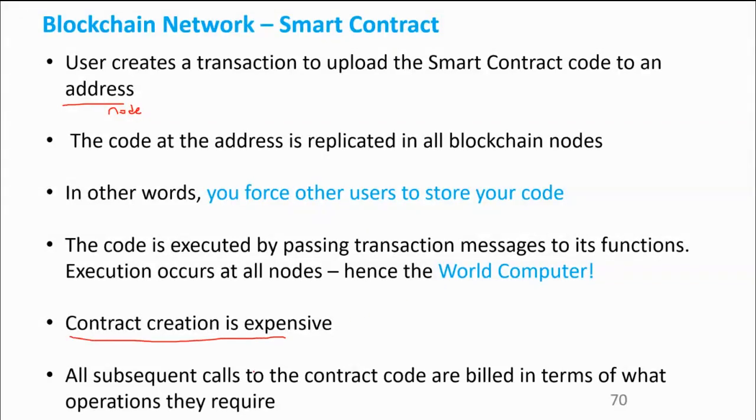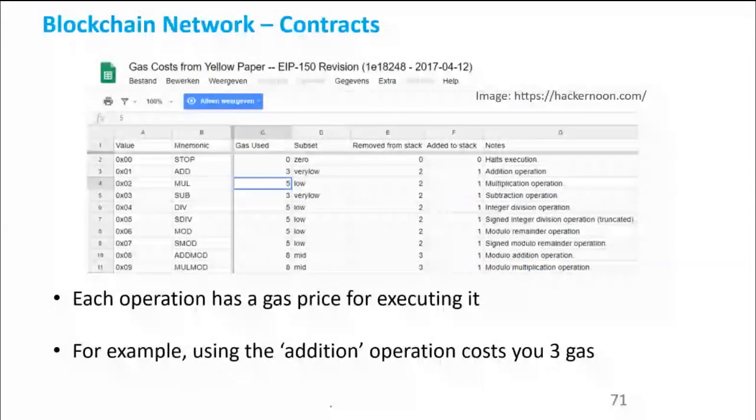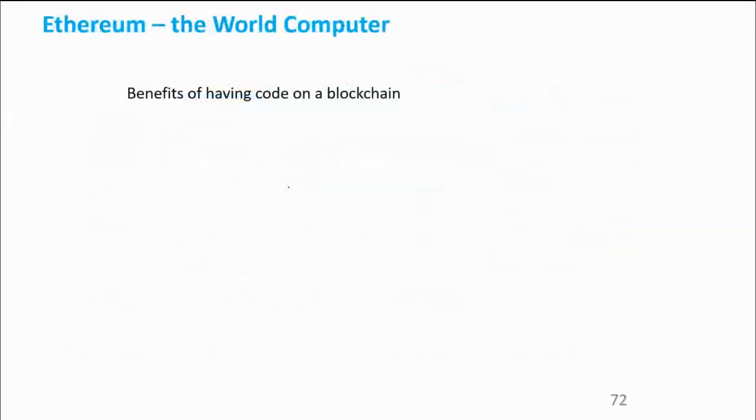Creating a contract is expensive, but all the calls to the contract code are built in terms of what operations they require and paid by the transaction creator. And here is, for example, some of these operations in computer science. That means, for example, these are the opcodes, and each opcode has a cost. It can, for example, cost 3 gas, 5 gas, and so on. I will not go into this, but what it means is that if your transaction is complicated, you pay more money. So why do we have smart contracts?